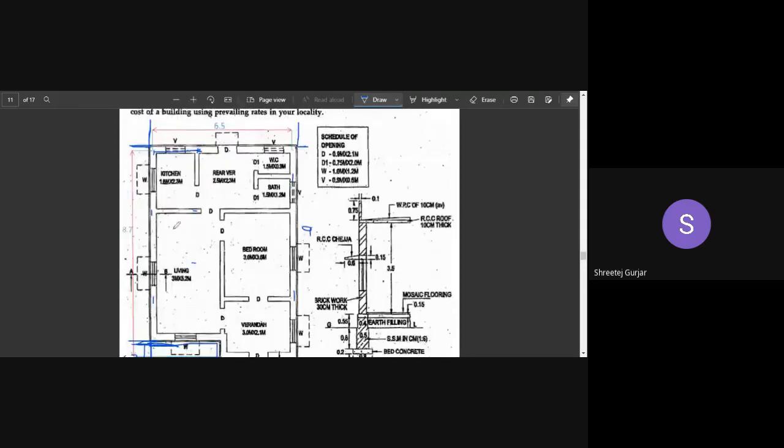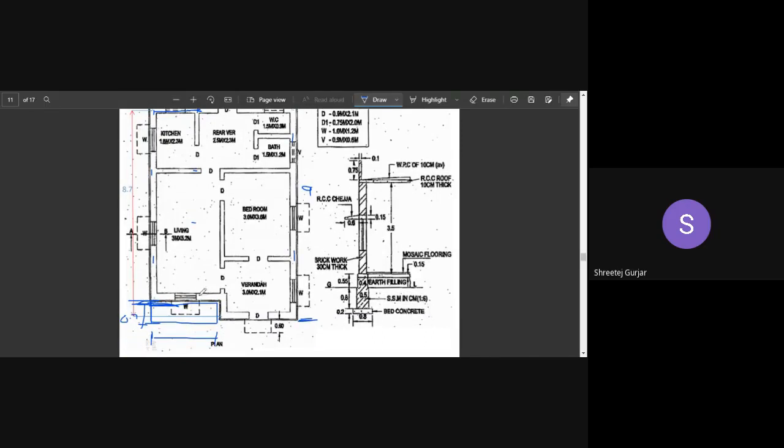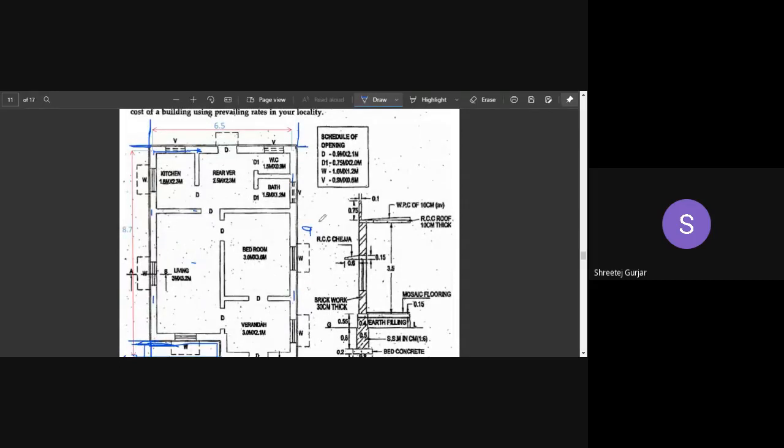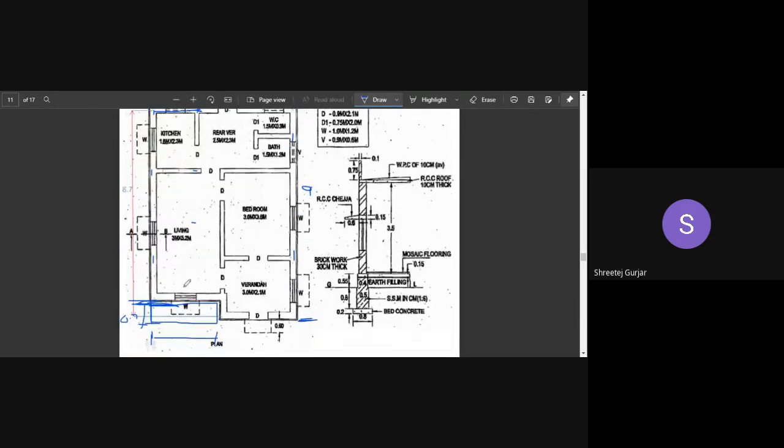So let me just calculate. It is 0.3, that is this wall thickness, plus this kitchen width, that is 2.3, plus 0.2, plus living room width, that is 5.2, plus 0.3, that is this wall thickness. So it will come up to 8.3, out to out from this point to this point. So 9 meters minus this 8.3 will give me this distance, that is 0.7. Okay, 0.7. Now I need this distance.